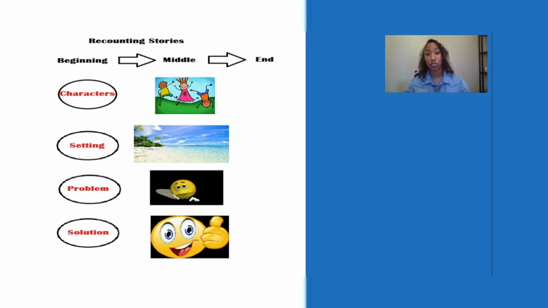Remember, when you're recounting a story, you are retelling the important parts of the story. You want to tell the important events that happen at the beginning, the middle, and then the end. We have to tell our story in order. We also want to include some of these details at the bottom to make sure that the person who's listening or reading or recounting fully understands what's going on. So we also want to include, when we're recounting a story, characters, setting, problem, and solution.